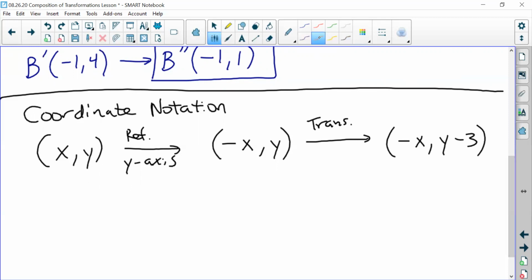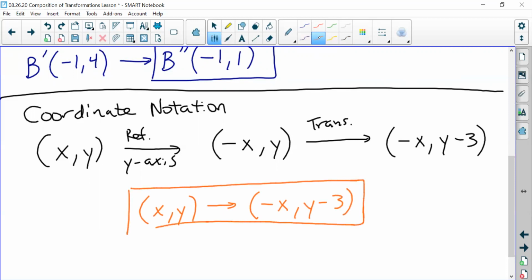So the coordinate notation going from the very beginning to the very end would be x, y goes to negative x and then a y minus 3. This is the rule that takes you from the beginning to the very end.